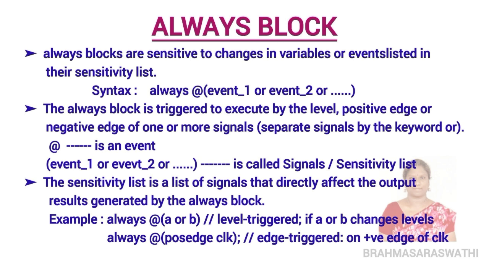The next point is the sensitivity list is a list of signals that directly affect the output results generated by the always block. If you see the example, always @ (A or B). You observe here A and B are the signals, separated by the keyword or, and it is level triggered, so A or B is a level change. And the second example is always @ (posedge clock). It is edge triggered, the positive edge of the clock.